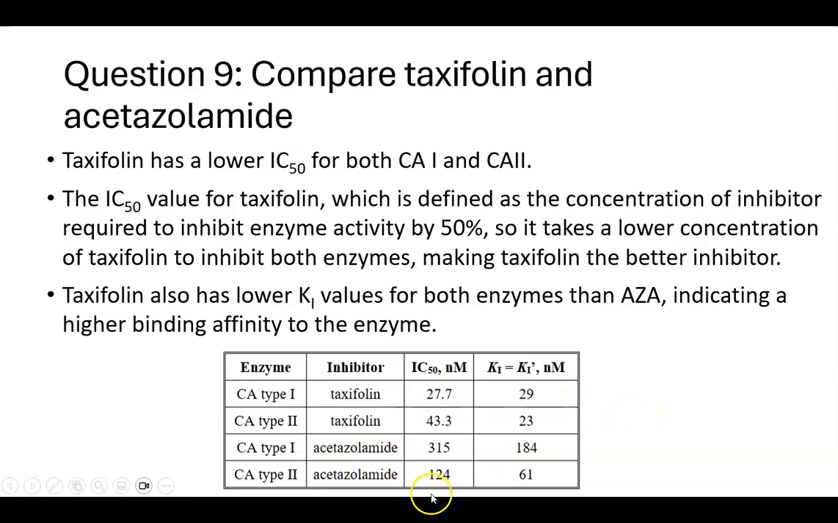If you look at the acetazolamide, the IC50 for both enzymes is higher than it is for taxophilin, and the Ki values are also higher. So here we can see that it takes a higher concentration of acetazolamide to give you 50% inhibition, and we also see that the affinity of the acetazolamide for both enzymes is a lot lower.